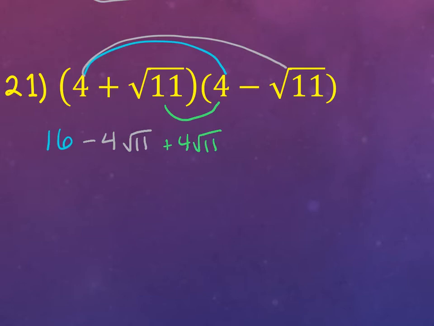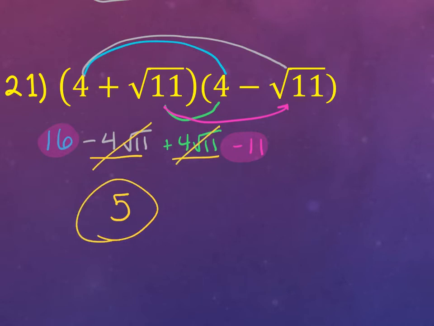And last, root 11 times negative root 11 becomes negative 11, because square root 11 times square root 11 is just 11. Now we combine our like terms. I've got two constants, 16 and negative 11, which becomes 5. Positive and negative 4 root 11s cancel out, and my answer is just 5. Now there is a shortcut there, which we'll talk about with special products in the next section, but there is a shortcut.